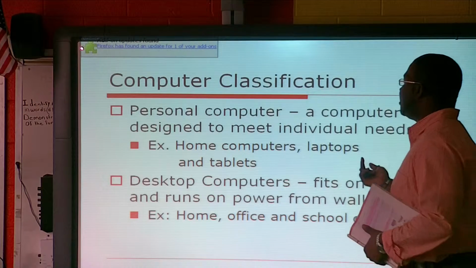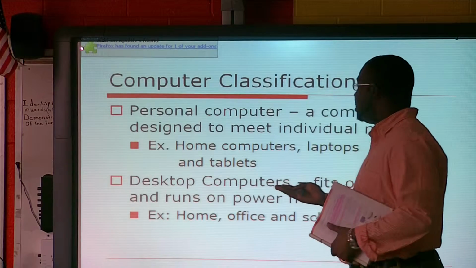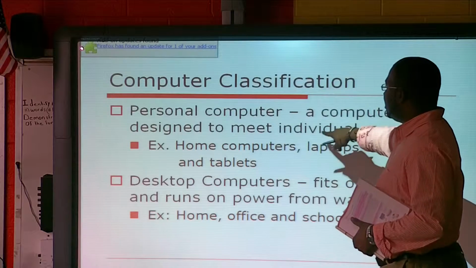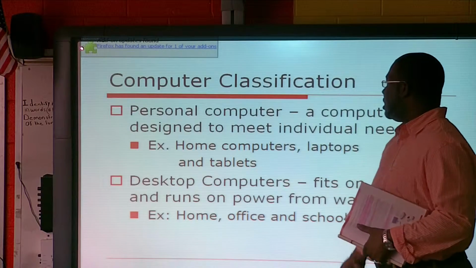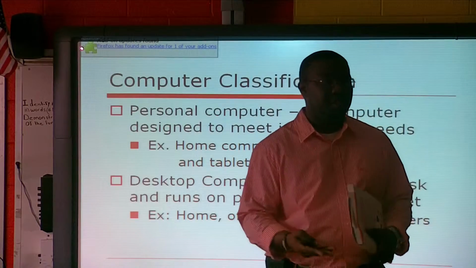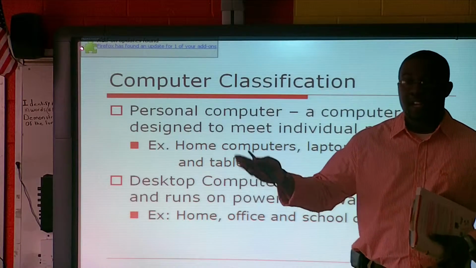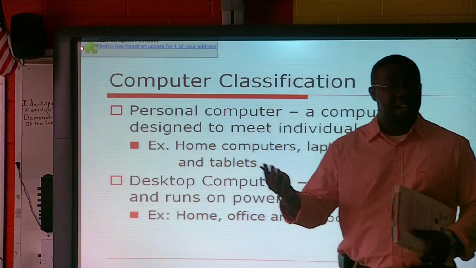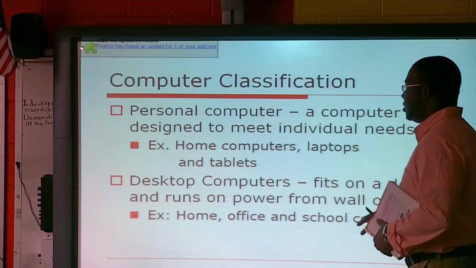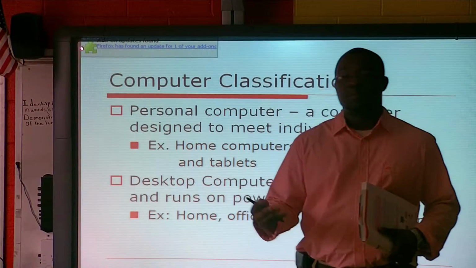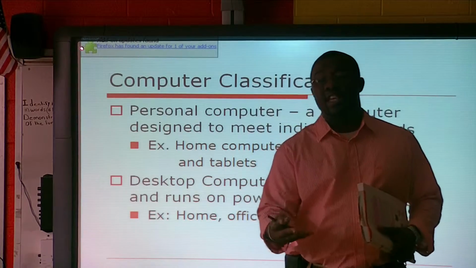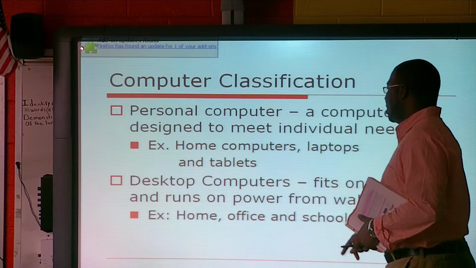Some other computer classification would be a personal computer, and that's pretty much a computer designed to meet individual needs. That could be your home computer, your office computer. If you're working at a job, the computer that you use at your job, all that would be classified as your personal computer. It's pretty much a computer that you have that's set to meet your needs.